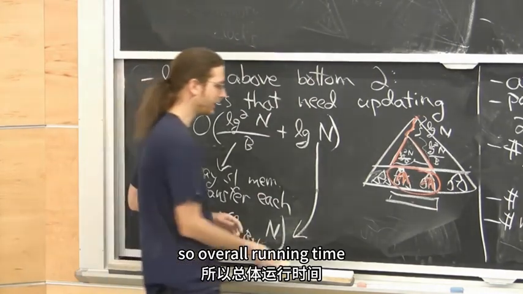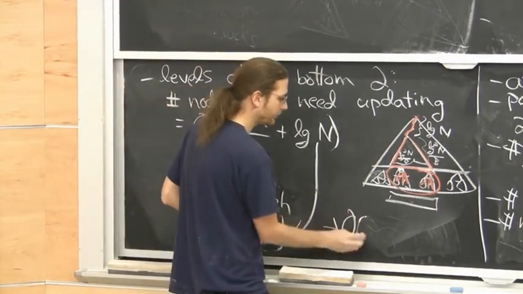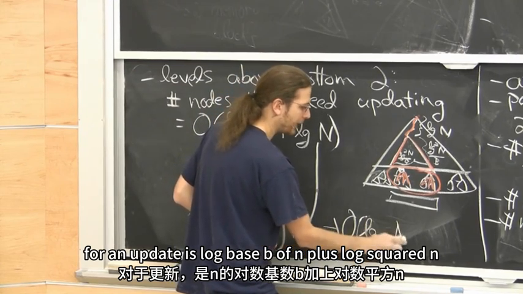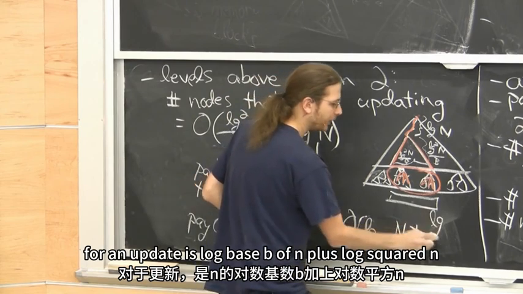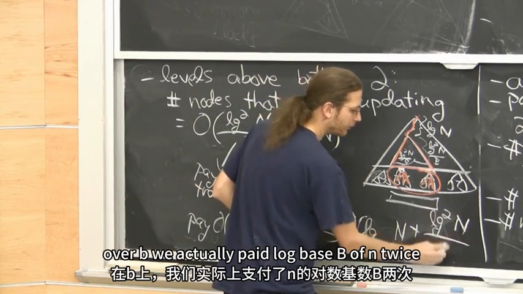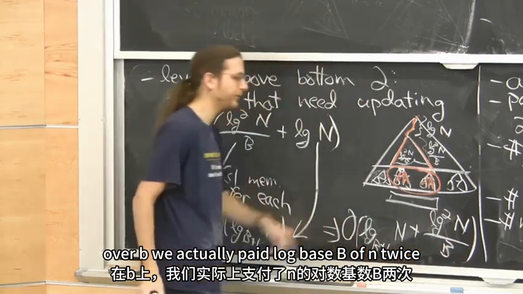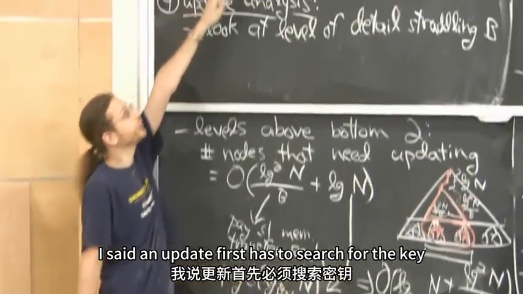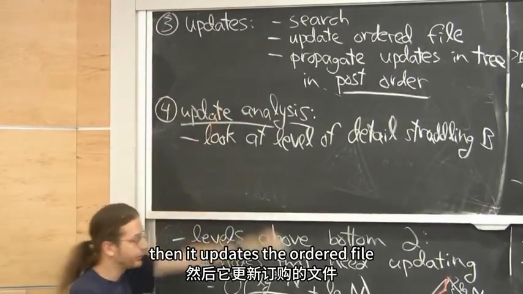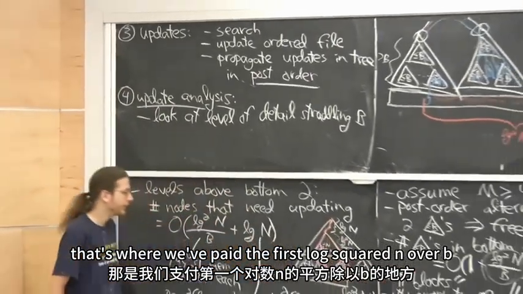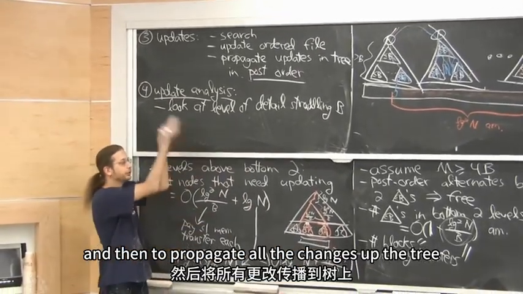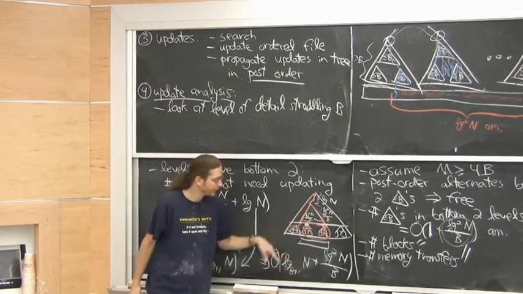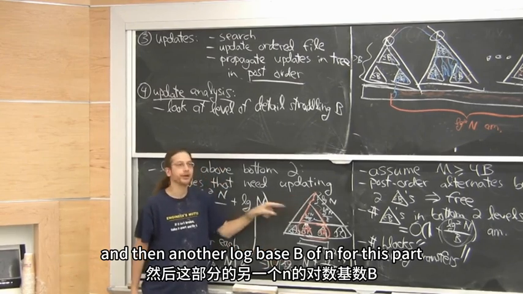So overall running time for an update is log base b of n plus log squared n over b. We actually paid log base b of n twice, once to do the initial search. I said an update first has to search for the key, then it updates the ordered file. That's where we pay the first log squared n over b. And then to propagate all the changes up the tree, we pay log squared n over b for this part, and then another log base b of n for this part.